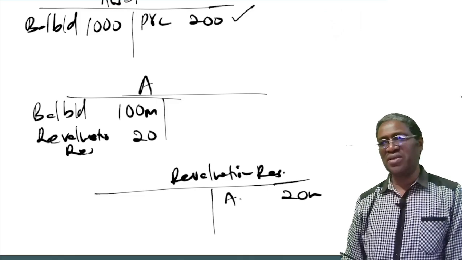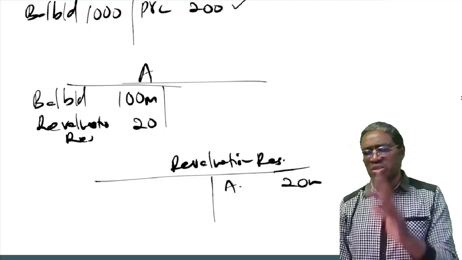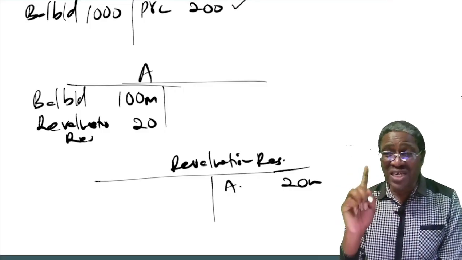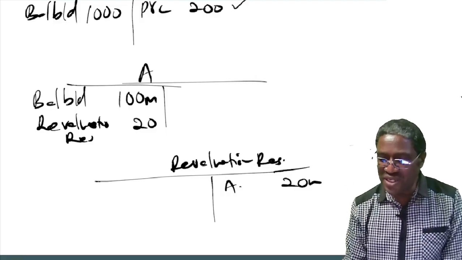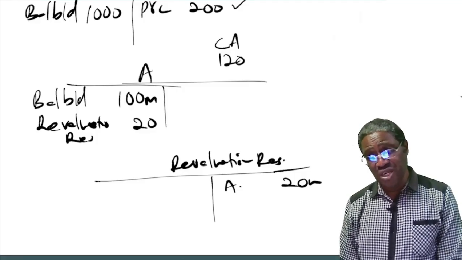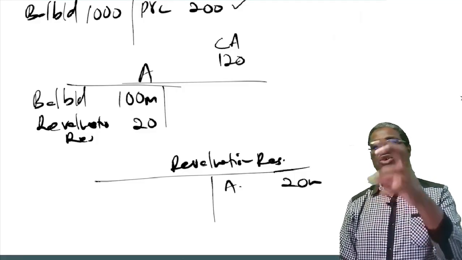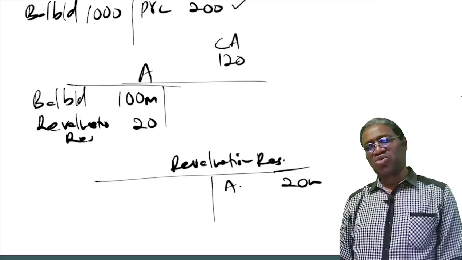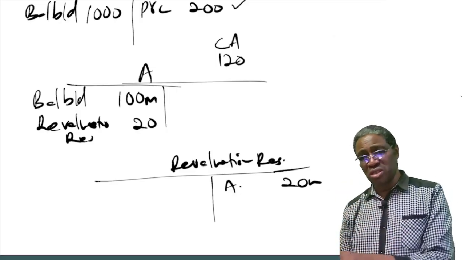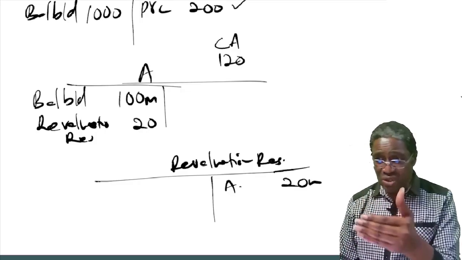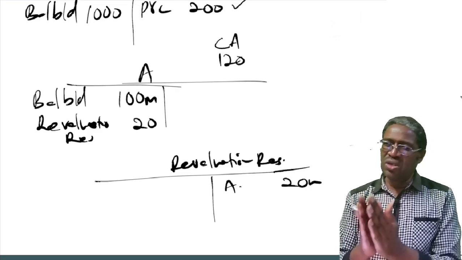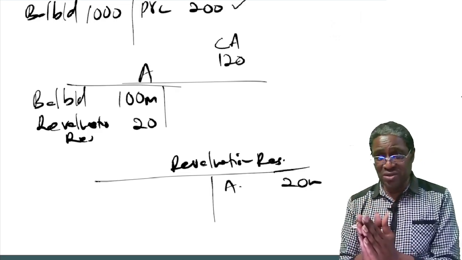That is asset A. Now listen. So it means now your asset has a carrying amount of 120 million. It had a book value of 100 million at the beginning of the year. Then you revalued it by an extra 20 million, so you debited the asset and you credited the revaluation reserve. So we are now saying from now onwards, this asset has a carrying amount of 120 million.